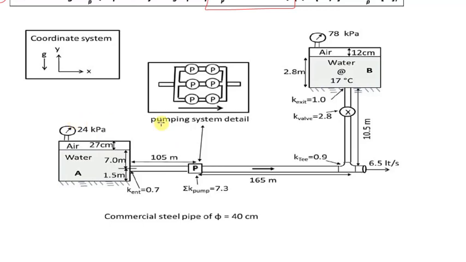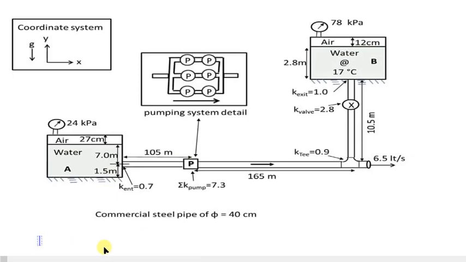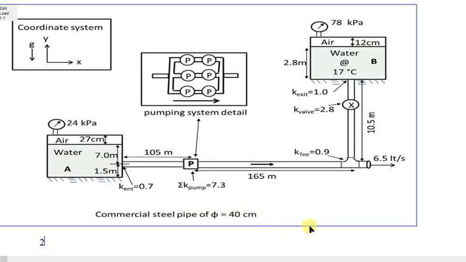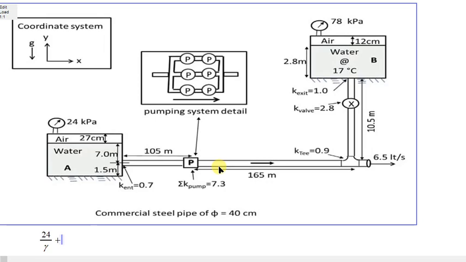If we try just to write the Bernoulli equation, what is the Bernoulli equation? Here we have 24 gauge. It seems it's gauge, it didn't write. It should be written, by the way. Anyway, 24 gauge divided by gamma plus. There is no velocity head. There should be an elevation. What is the elevation? It is not specified.